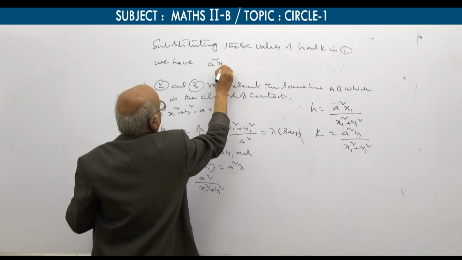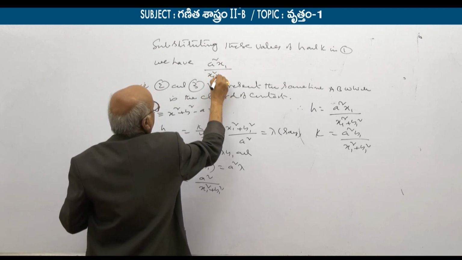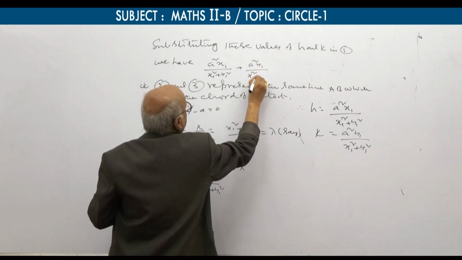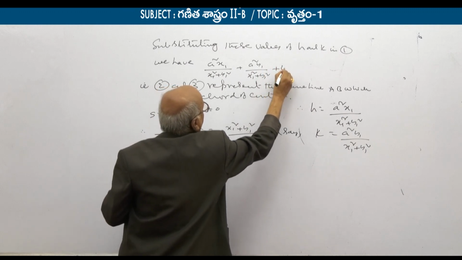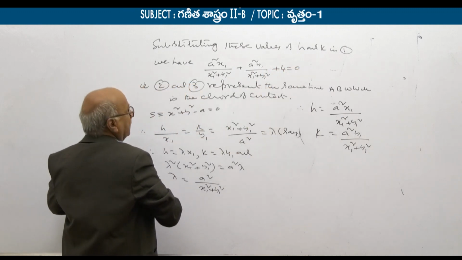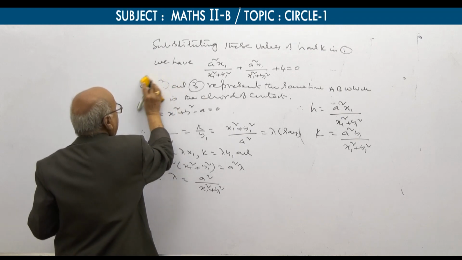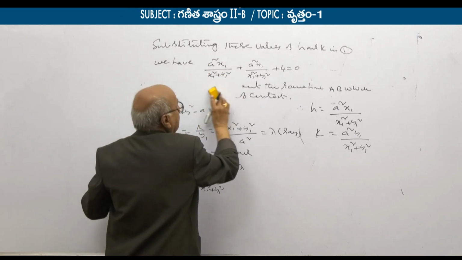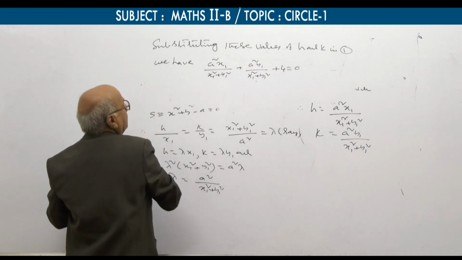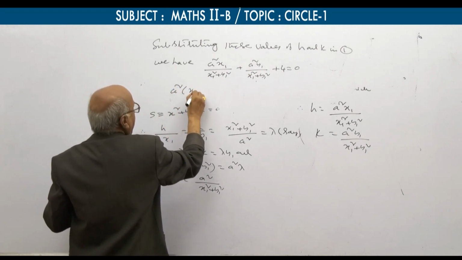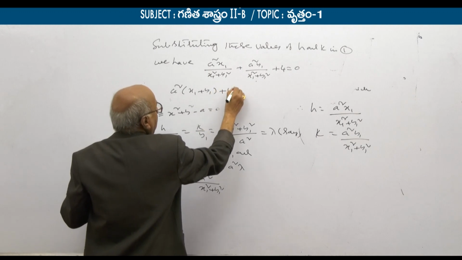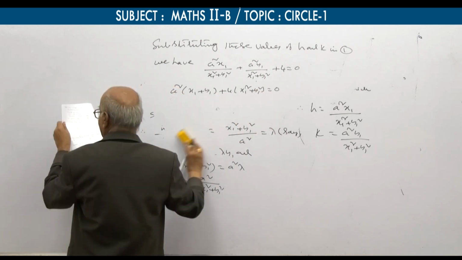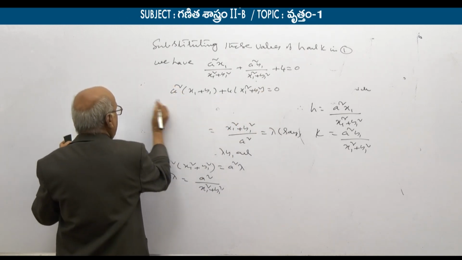We have a square x1 by (x1 square plus y1 square) plus a square y1 by (x1 square plus y1 square) plus 4 is equal to 0. Reference number 1 is H plus K plus 4. So in that, substitute the values of H and K. That indicates that a square into (x1 plus y1) plus 4 into (x1 square plus y1 square) is equal to 0.